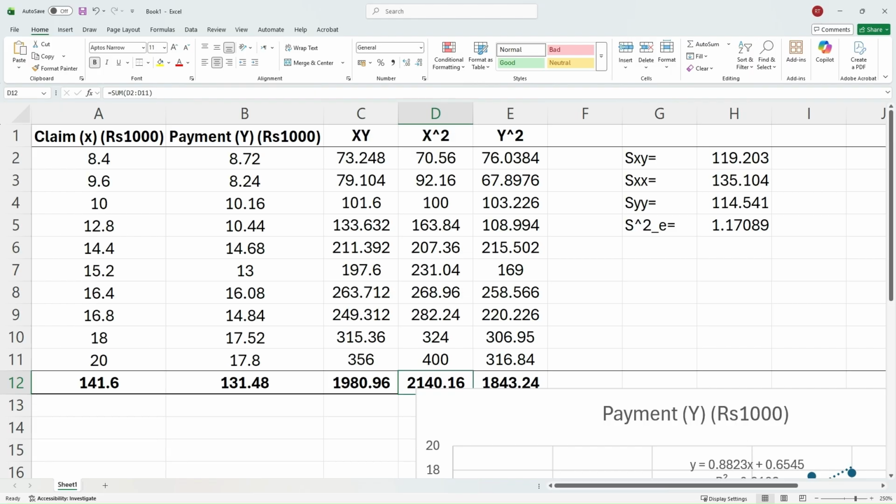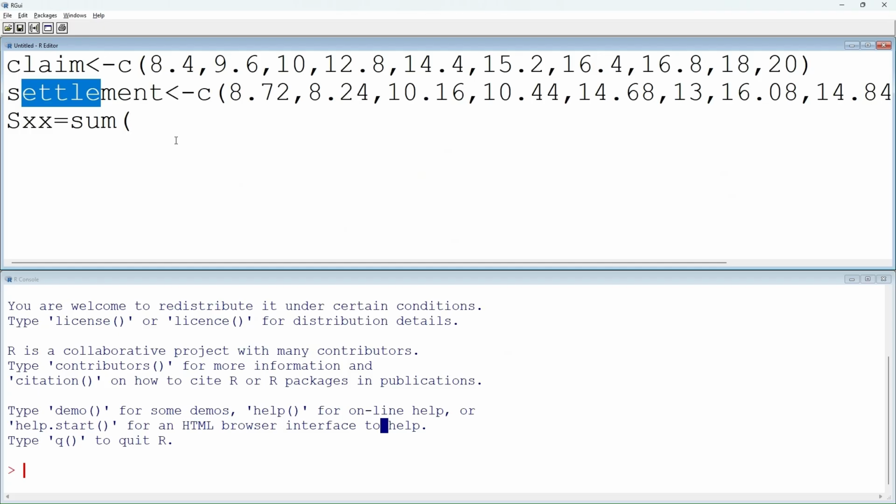Because the settlement payment amount depends on the claim that has been made. So that's why x is claim and y is payment. So what are we going to do? We will do the sum of claim squared, that's the first thing, minus the sum of x, all squared.